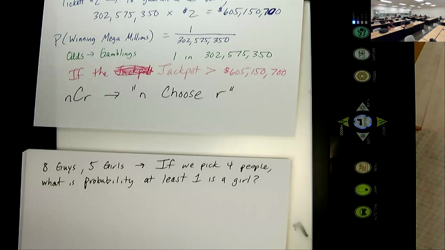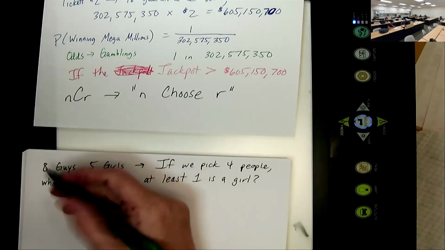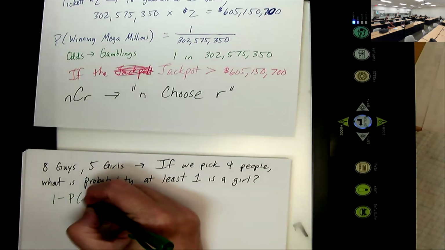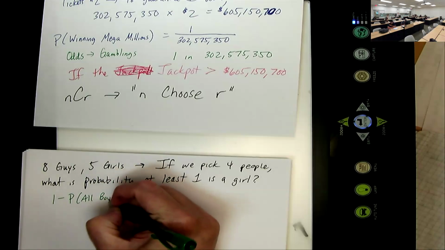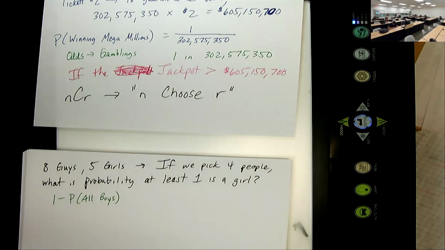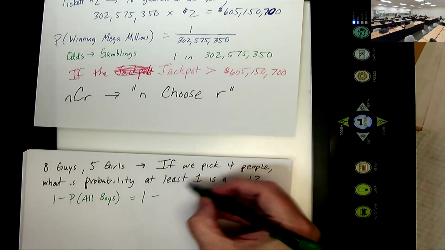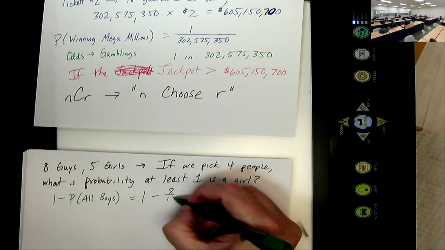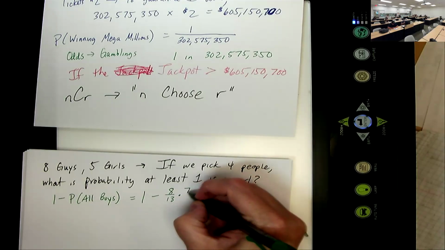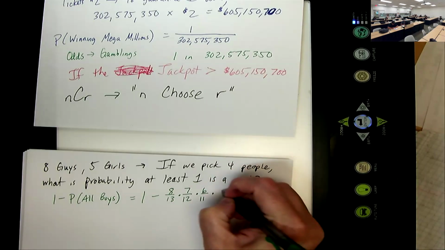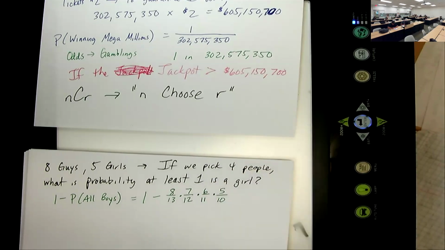We ended up saying it was 1 minus the probability of all boys, by using the complement rule. And that was, what did we have? 1 minus 8 over 13 times 7 over 12 times 6 over 11 times 5 over 10, I think is how we did it.